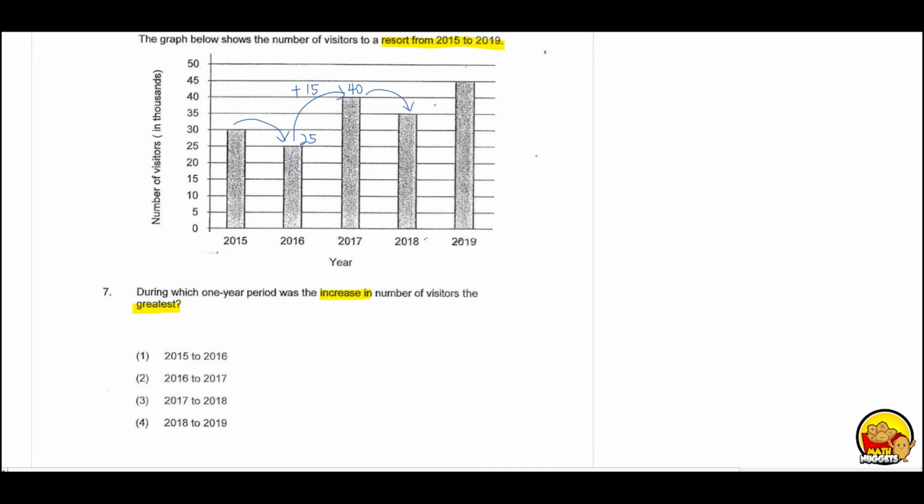2017 to 2018 again is a decrease. And 2018 to 2019 from 35 to 45. So the increase is 10. So we have this increase and this increase. The greatest one should be between 2016 to 2017. So the answer is number 2.